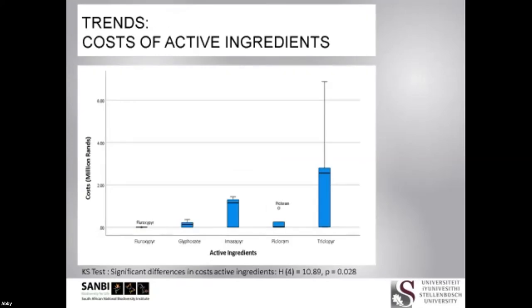When we looked at cost of the different active ingredients, we observed that fluroxypyr and picloram had significantly the lowest costs, and the highest costs were incurred for imazapyr and triclopyr. It's important to note that triclopyr had the highest cost, but this cost must be weighed against the properties of that active ingredient, because triclopyr is a very volatile active ingredient. So we have to ask ourselves whether those costs are worth it.